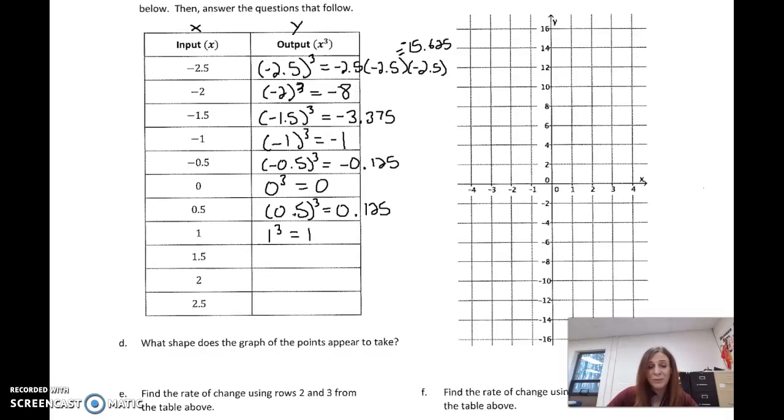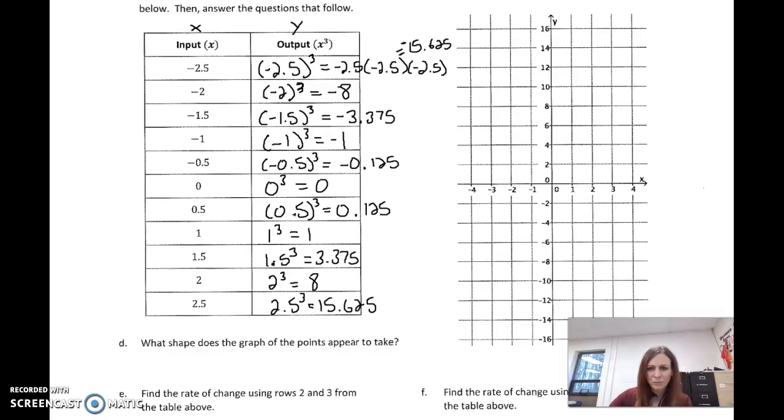1 to the third, and for some reason I put this in parentheses. You can, you don't have to. 1.5 to the third is 3.375. 2 to the third is 2 times 2 times 2, which is a positive 8. And 2.5 to the third is going to be 15.625. So you're seeing how we have the same numbers out here. Up top it's negative, down here it's positive. Okay, so let's go ahead and graph it now.